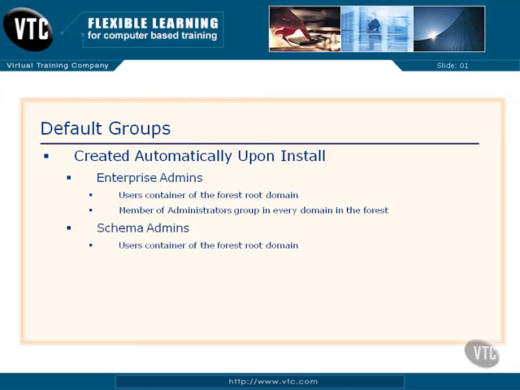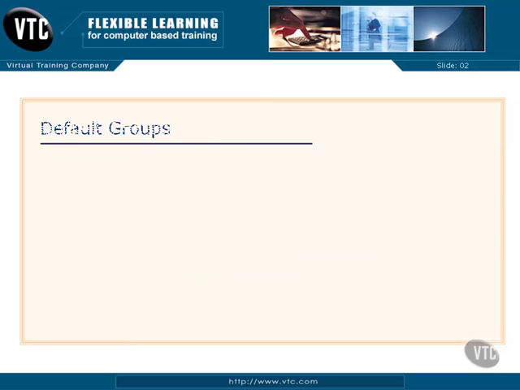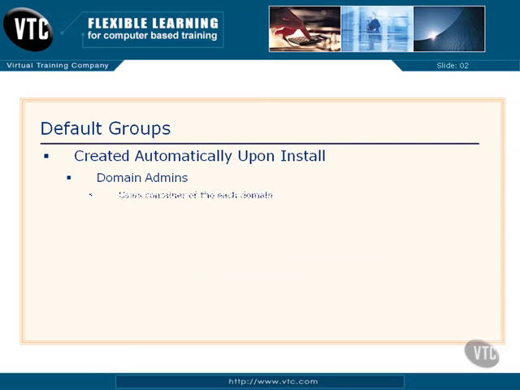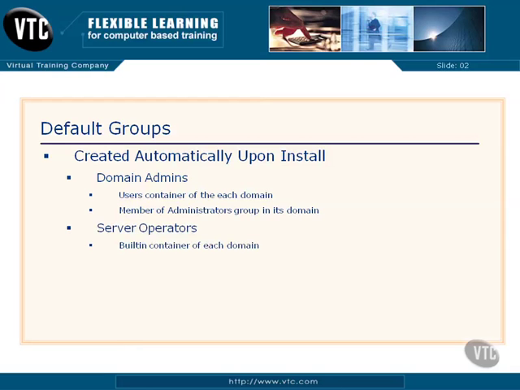Schema Admins is in the Users container of the forest root domain. If you're a member of Schema Admins, you have full control of the Active Directory schema, and you want to seriously limit that. Administrators are in the Builtin container of each domain. You'll see that in the Builtin container in Active Directory, and of course administrators can do anything. The Domain Admins group is in the Users container of each domain. It's a member of the Administrators group in its own domain. And then Server Operators are in the Builtin container in each domain, and they can perform maintenance on domain controllers.